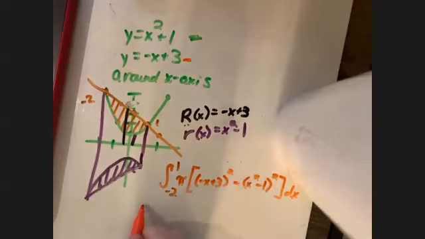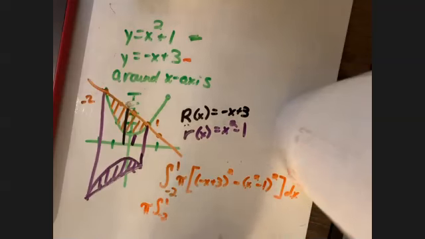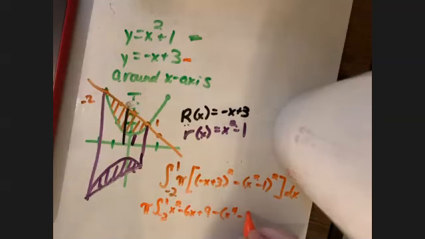Okay, pull the pi out again. Now, I'm going to clean some of this up. I'm going to FOIL it all out, and then we're going to see what we can do with it. Okay, so squaring this, I'm going to get x squared minus 3x minus 6x plus 9, minus, big set of parentheses, x to the 4th minus 2x squared plus 1.